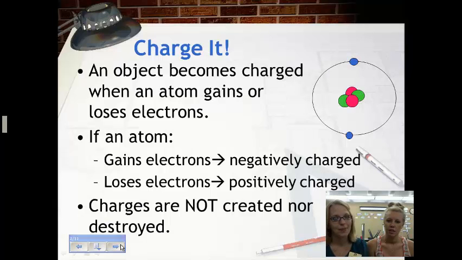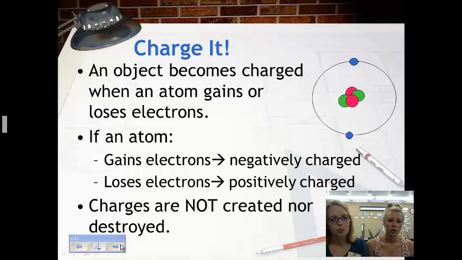So fun. Okay, so before we start static electricity, it's probably important that you know what we mean when we talk about a charge. Objects can become charged or they can be balanced, and it all depends on the number of protons and electrons that they have. Electrons are negatively charged, so if an object gains an electron, it's going to become negatively charged. If it loses an electron, it's going to become positively charged, all right?